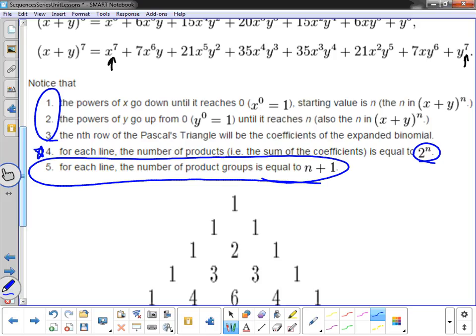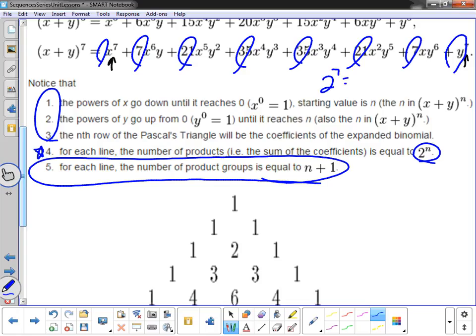and I guess that would be right. If I add up this number and this number and this number and this number and this number and this number and this number and this number, I would get 2 to the 7th power if I add them all up. That's what that one is saying. Yes, it's true.